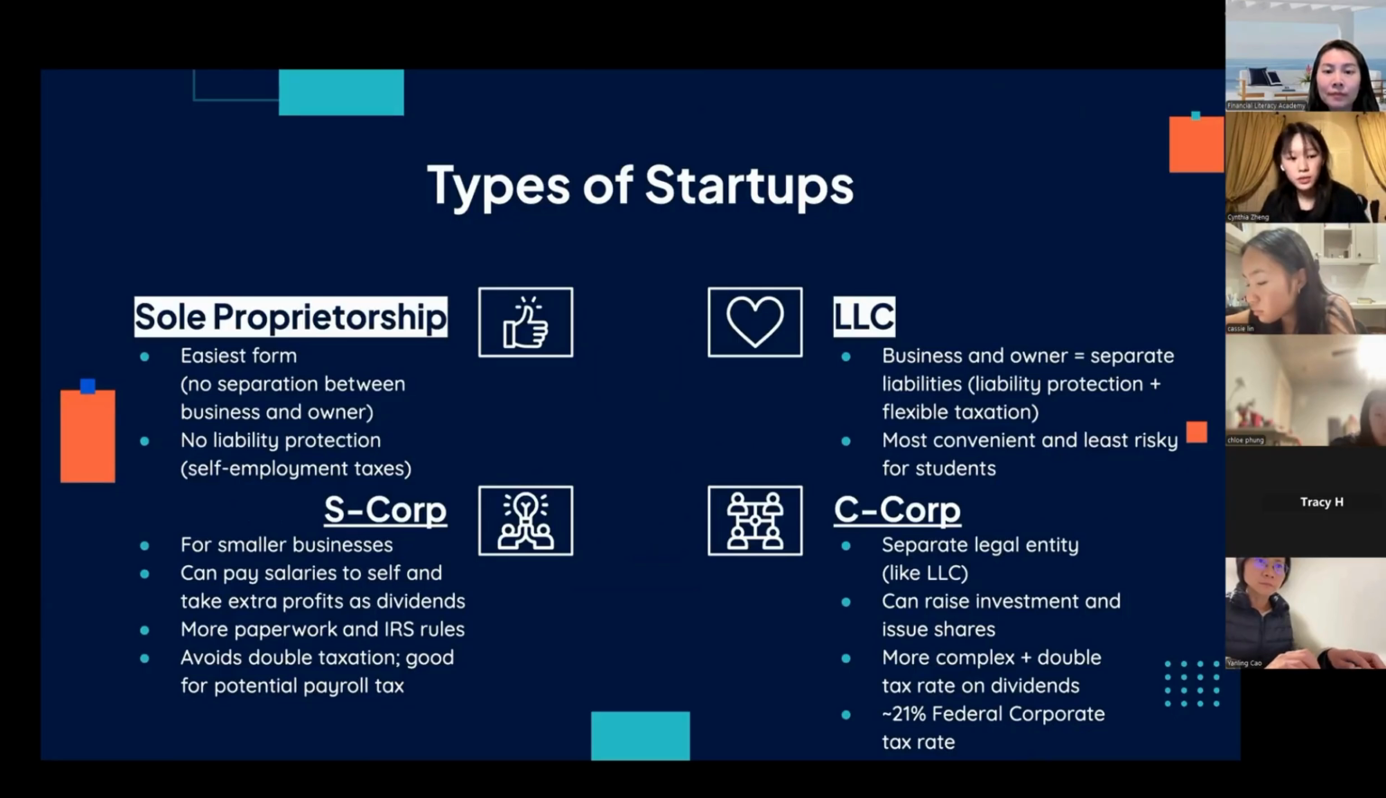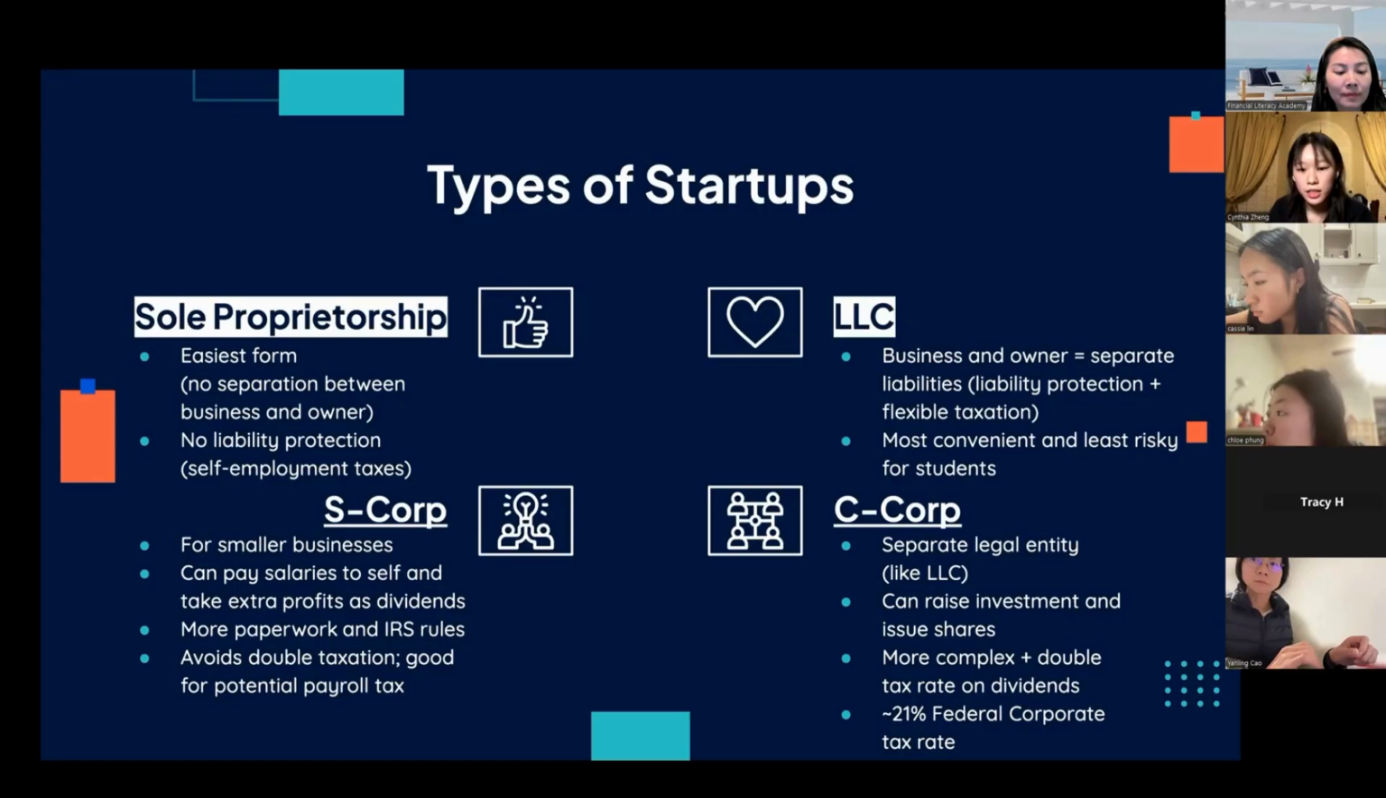Here are the different types of startups. Starting off with the two most common ones, they are the sole proprietorship and the LLC, which is the limited liability company. The first one is the easiest form. There is no separation between the business and the owner in terms of liability accounts, meaning there is no liability protection. And you do have to pay self-employment taxes for this type of business.